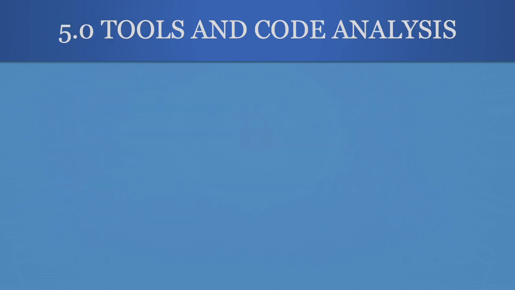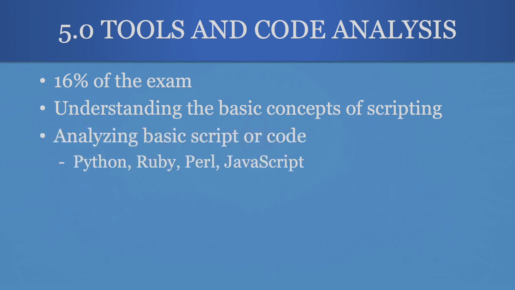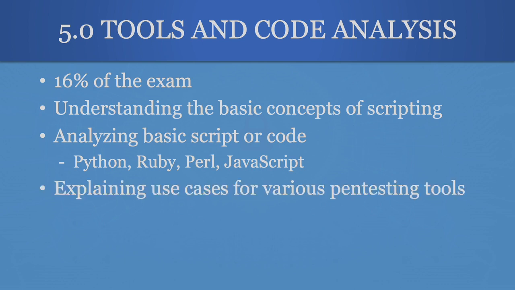And the last domain, Domain 5, is tools and code analysis. But notice that Domain 5 is only 16% of the entire exam. That's why there's a smaller focus on the actual tools and a larger focus on the rest of the domains on how you use those tools and analyze the results. We're also going to be talking about scripting and coding using Python, Ruby, Perl, and JavaScript, and explaining the use cases for various pen testing tools. Picking the right tool is just as important as knowing how to use each individual tool.